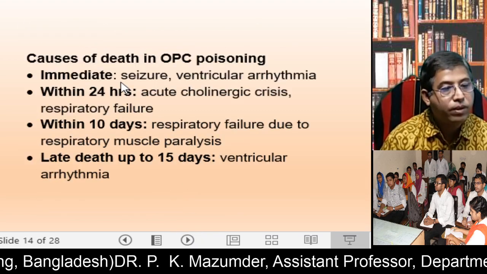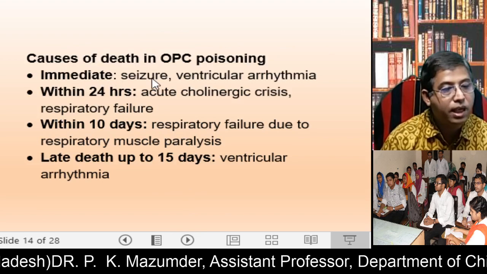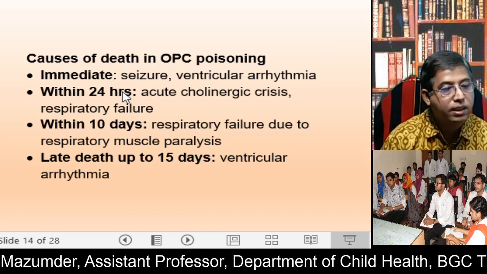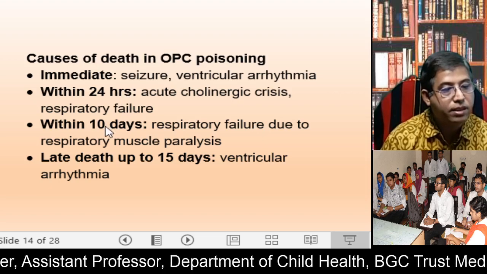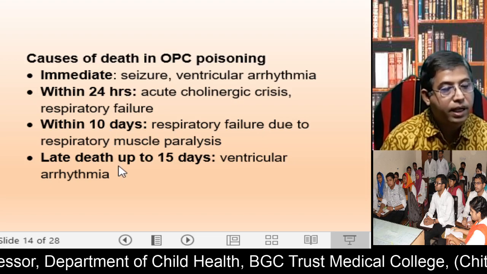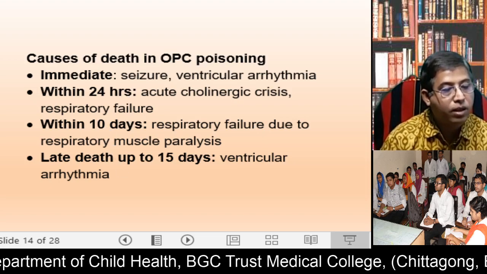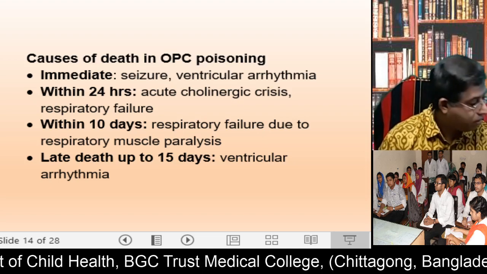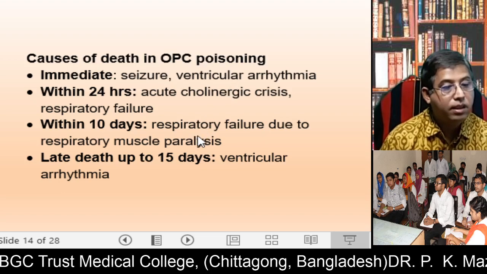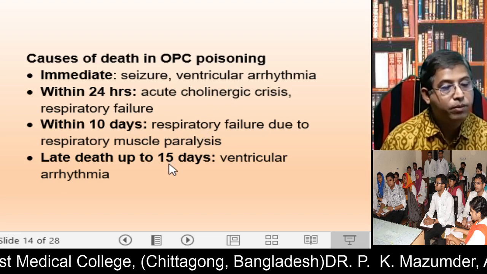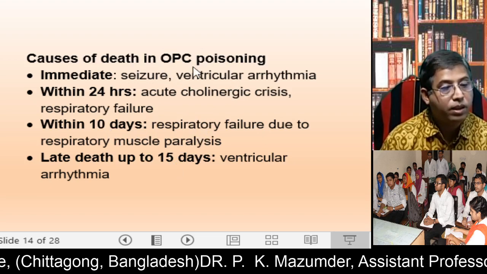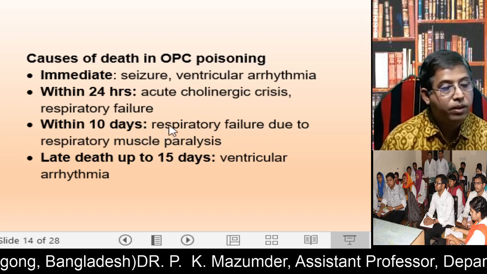Causes of death in OPC poisoning. Immediate cause is seizure, ventricular arrhythmia. Within 24 hours, acute cholinergic crisis, respiratory failure. Within 10 days, respiratory failure due to respiratory muscle paralysis. And late death after 15 days, ventricular arrhythmia. So death may occur even after 15 days in case of OPC poisoning. So, you should follow up patients of OPC poisoning for at least 4 weeks.